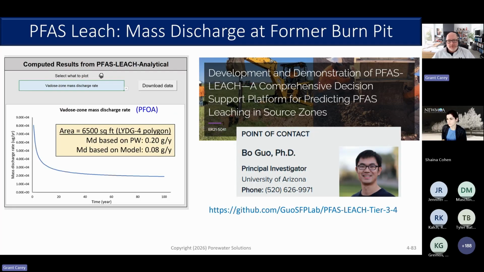And then PFAS-LEACH, just a shout out to Bo Guo, he's developed this great model which represents that extra air-water interface partitioning. I did try that with one of the mass discharge cells at Ellsworth Air Force Base, got a very close result, just entering the soil concentrations, not entering pore water, and it actually predicted the mass discharge pretty well. Where I used the pore water to calculate mass discharge, the model matched that pretty well. I still think we have some work to kind of make sure the parameters we're using are correct, but it gives us an opportunity to something else we can factor in.